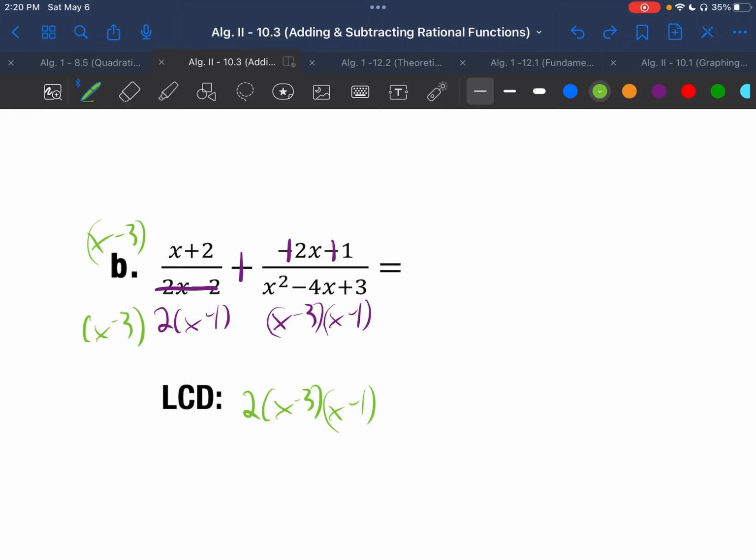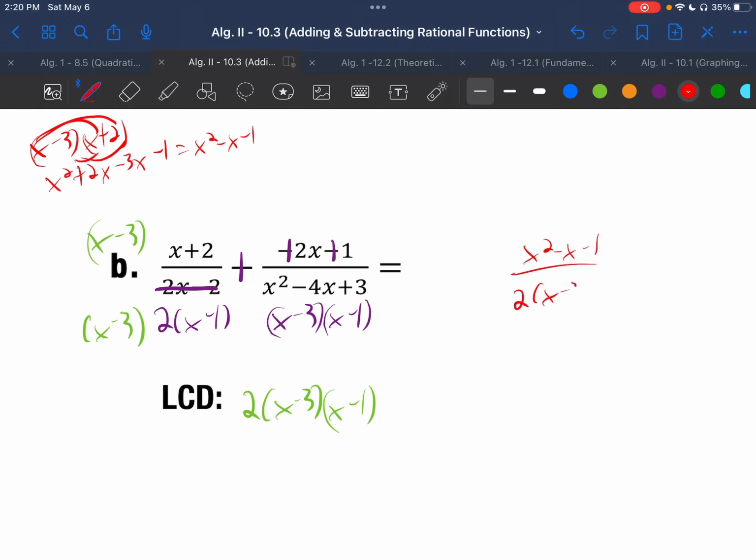So as we distribute that, we get x squared. And I'll show my math off to the side actually to save work. So off to the side, I'm going to show x minus 3 being multiplied with x plus 2. And x times x is x squared, 2x, negative 3x, negative 1. And that ends up simplifying to x squared minus x minus 1. So I'm just going to write that simplified version over here over my denominator, my least common denominator.